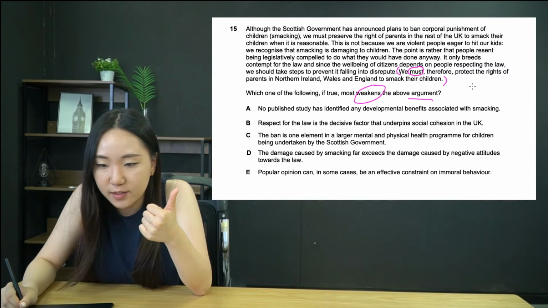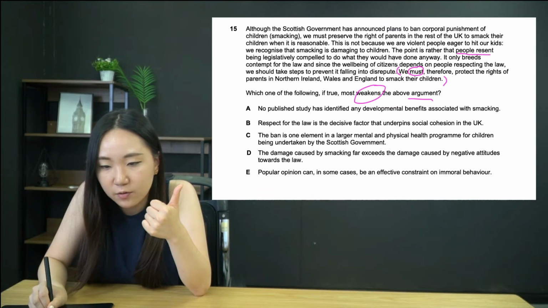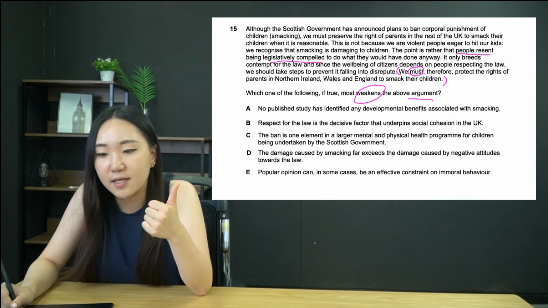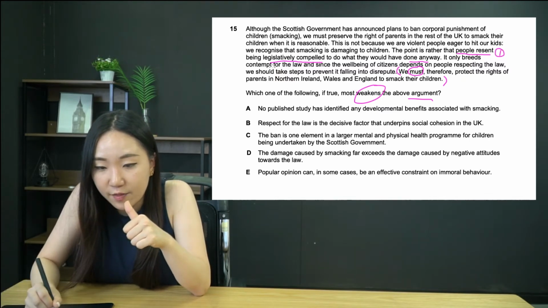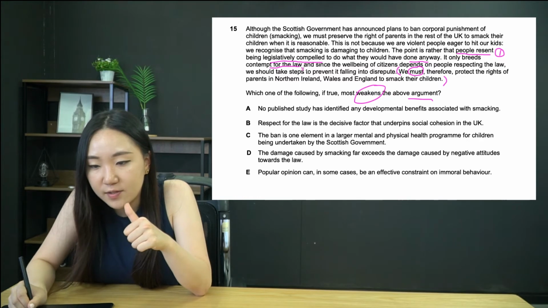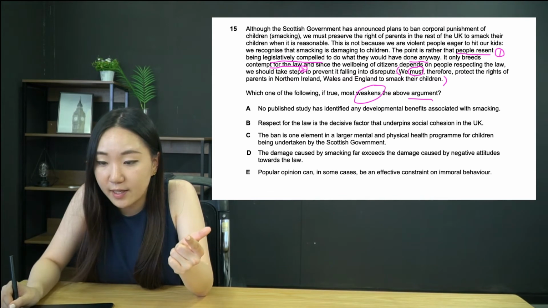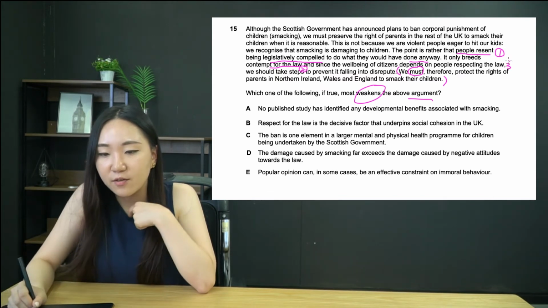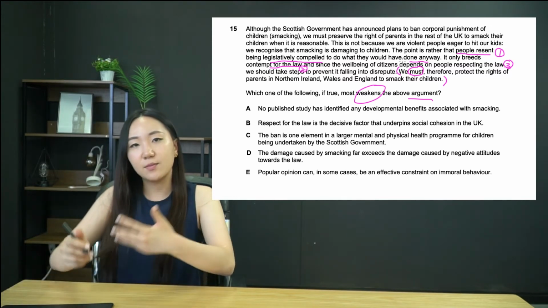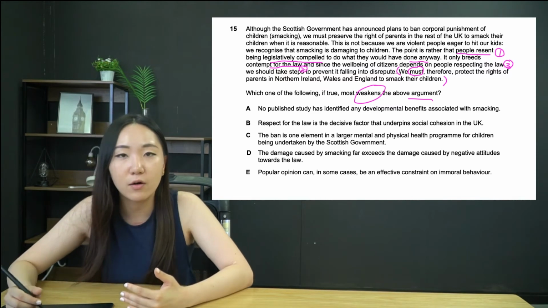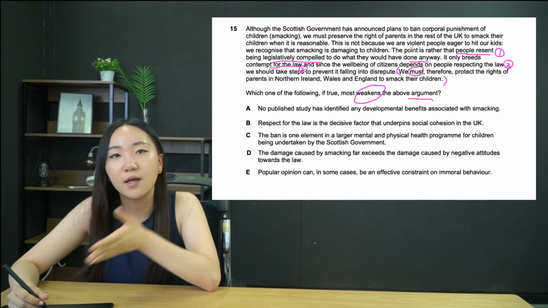Well, if we keep looking backwards, it says that people resent being legislatively compelled to do what they would have done anyway. Okay, so that's going to be my supporting point. It breeds contempt for the law. That's point number 2. Since the well-being of citizens depends on people respecting the law, we should stop it from falling into disrepute. Okay, so it's those parts. I'm not even really going to care about that top part as much, because the actual mechanism of the argument is not really going to go through the entire paragraph. Very often it's going to be giving evidence or statements and then leading up to supporting whatever the conclusion is.